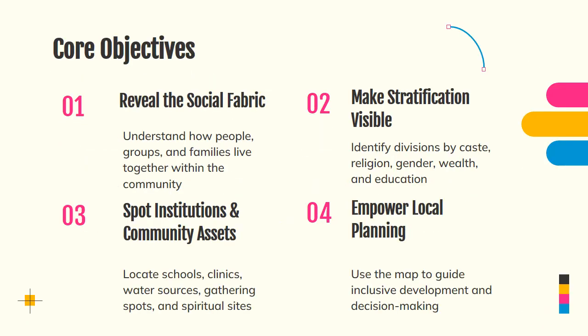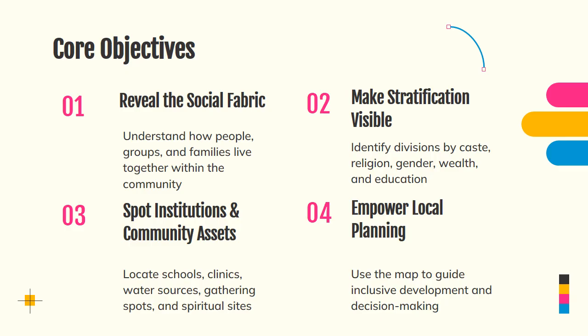Now we are going to see some core objectives of social mapping. So first point is, social mapping helps us reveal the social fabric. It helps us to understand how people, groups and families live together within the community. Who lives where? Are some groups isolated? Are others clustered in power centers?